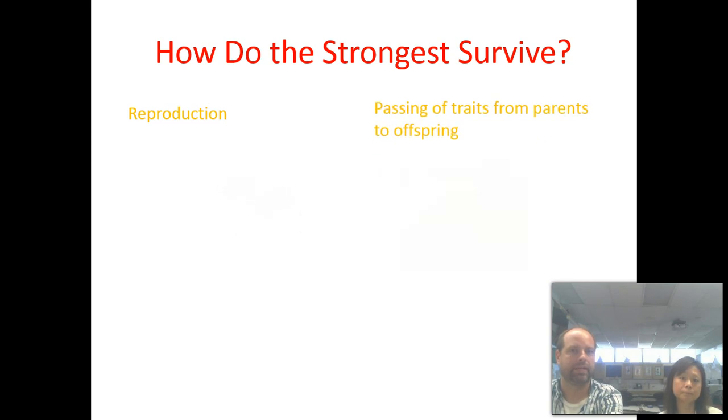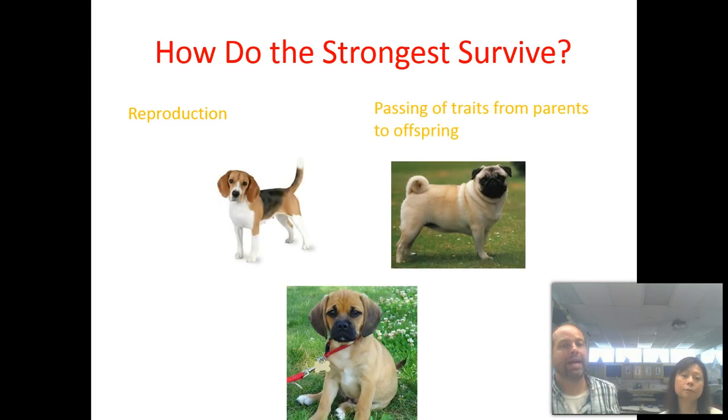Do you want to do the last step? You could. Okay. And the last step, and probably the most important step to natural selection, is what we call reproduction. That's when we reproduce or have children or offspring. Okay? And offspring is passing the traits from parents to offspring.